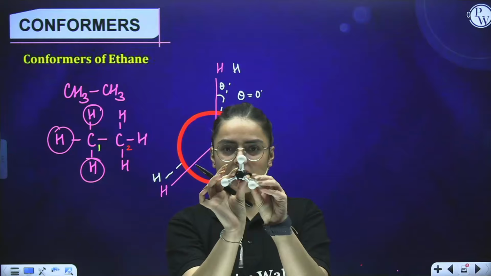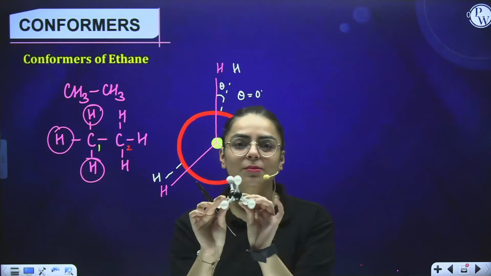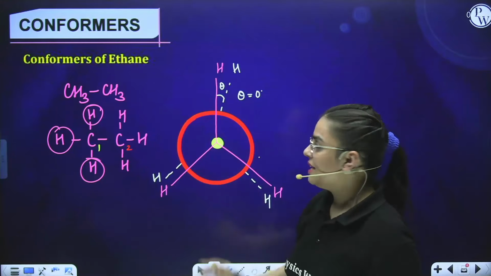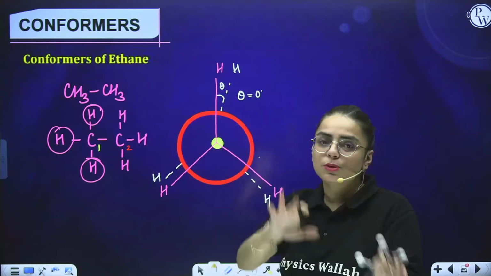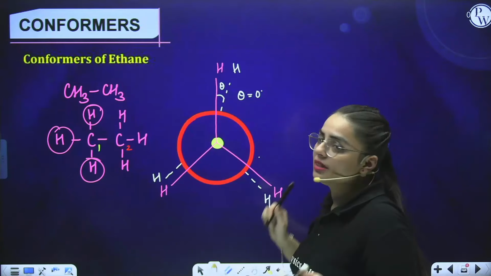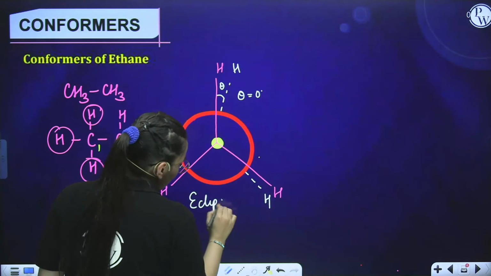See, this is the first carbon atom, this is the second carbon atom. It is one after the other, so the angle between them is 0 degree. It is just to show you. That's why I have made it a bit slighter this way so that it is visible to you, and I have already written that theta is equal to 0. This form is known as the eclipsed form.